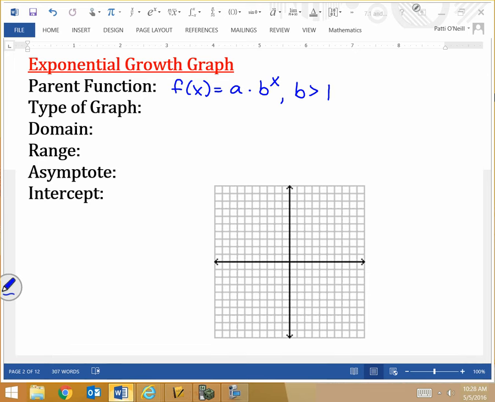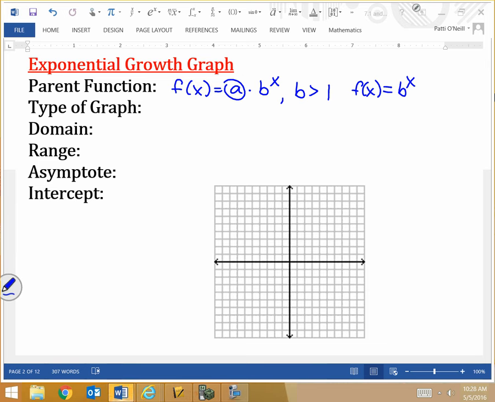Now, a lot of times in kind of our basic functions, the a value is equal to 1. So you may just see written down f of x equals b to the x. It's implied that the initial value then would be equal to 1, which means that when x is 0, we have a starting point of 1. And we'll talk a little bit more about why that happens in class as well.